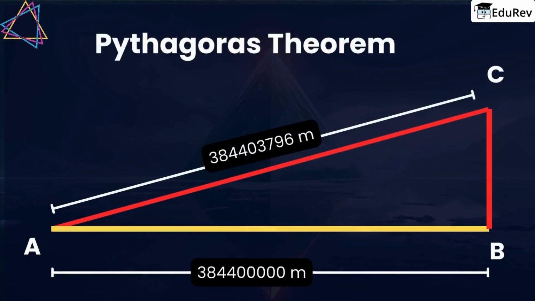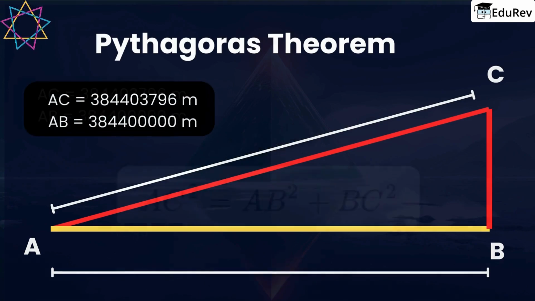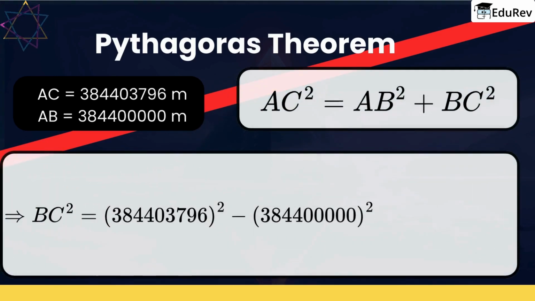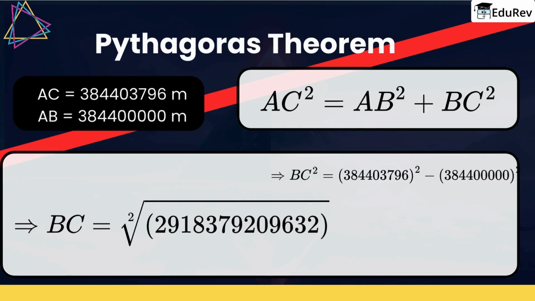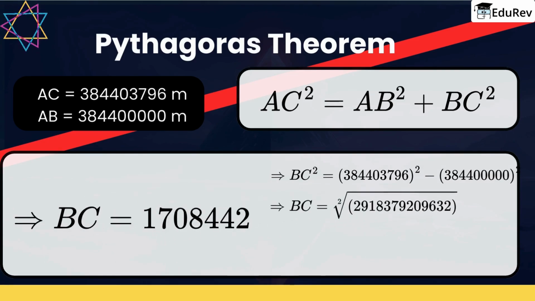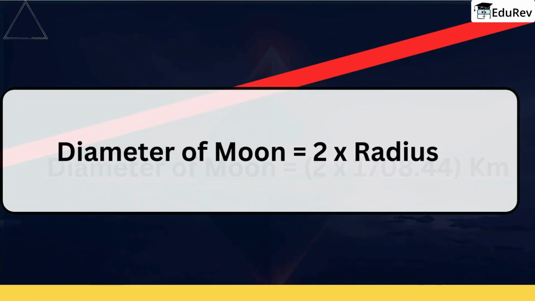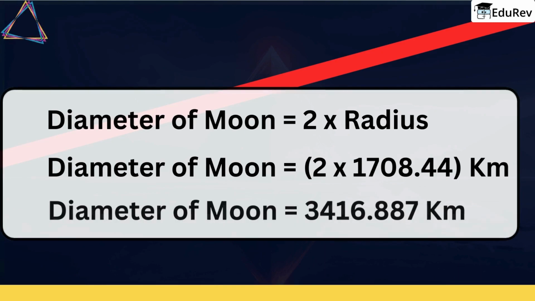3,796 meters. Now to calculate the radius we use Pythagoras theorem. AC square equals AB square plus BC square. BC square equals AC square minus AB square. Putting the values, we get BC equals 1708.44 kilometers. We get radius of moon as 1708.44 kilometers. To get diameter, we double the radius. So diameter of moon equals 3416.887 kilometers. Hence Thales theorem has a wide variety of applications.